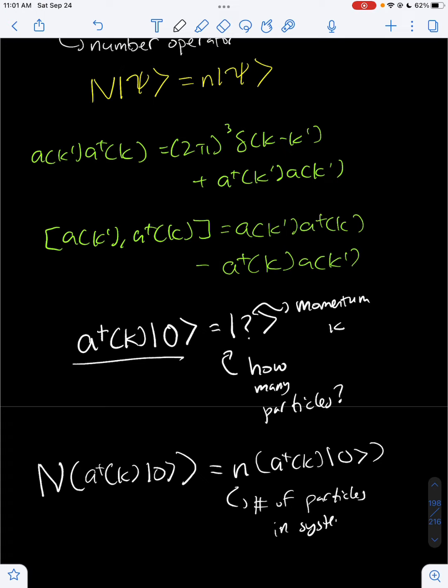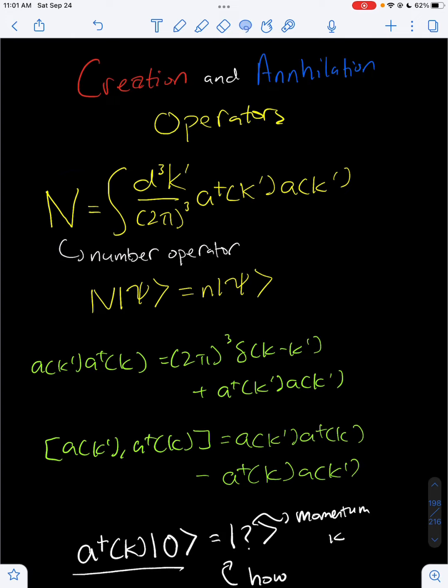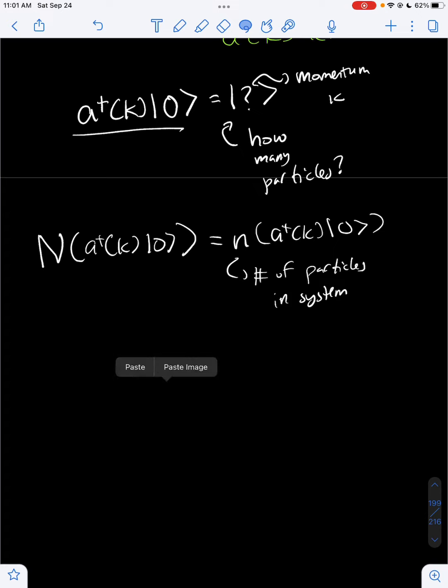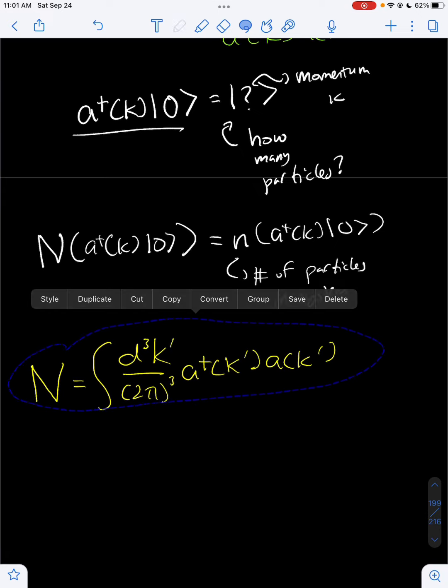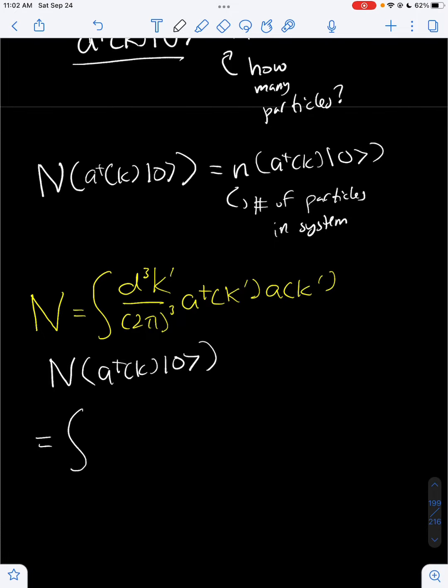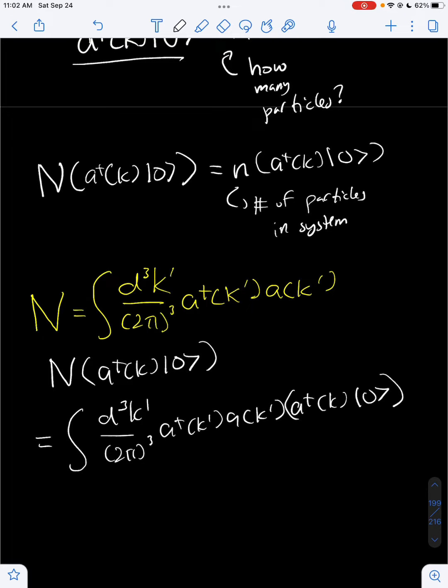So let's actually just do that. Let's take this number operator over here, copy it, and paste it here. So n acting on A conjugate K, acting on the vacuum state, is going to be equal to this over here. We added parentheses here so that you can see where we're plugging it in, but we don't actually need to have those parentheses there.